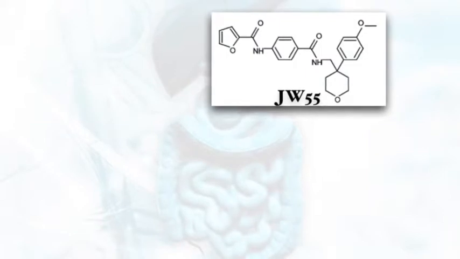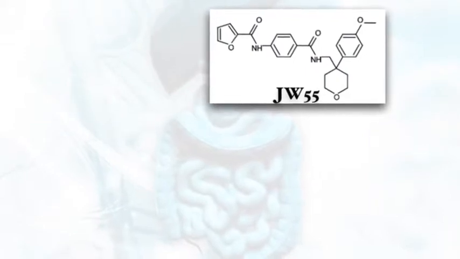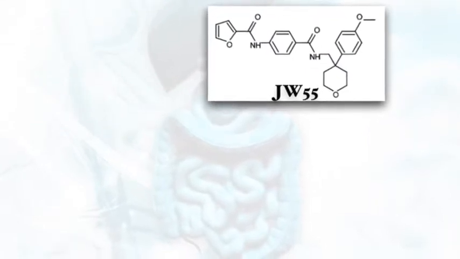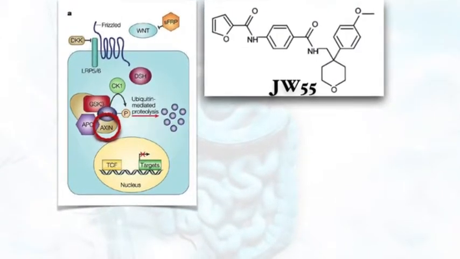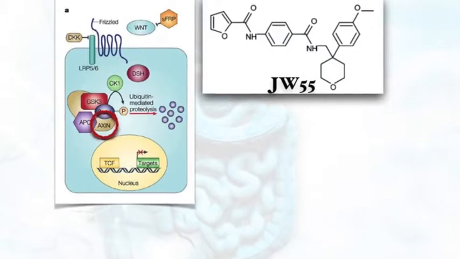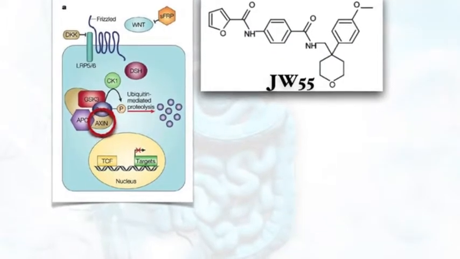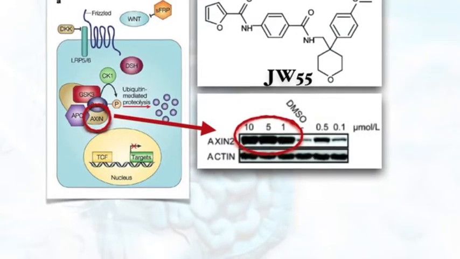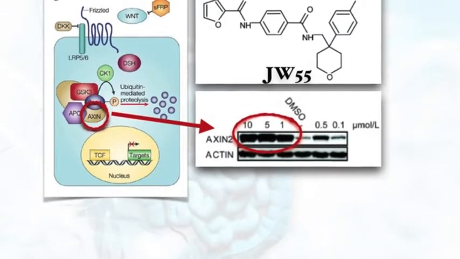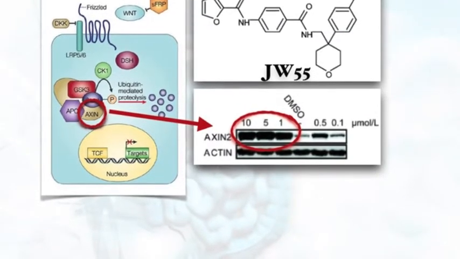JW55 is another small molecule inhibitor of the WNT pathway. It reduces tumor growth in APC mutant mice by stabilizing axin 2. A Western blot shows that colon cancer cells treated with JW55 have increased levels of axin protein compared to the DMSO control. We can also see decreased levels of beta-catenin with treatment.